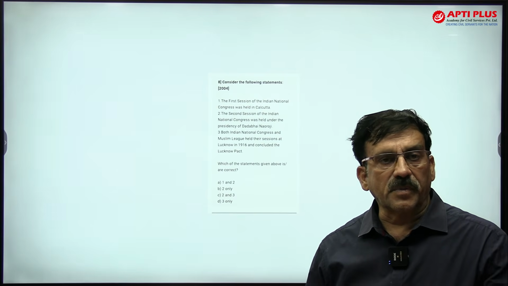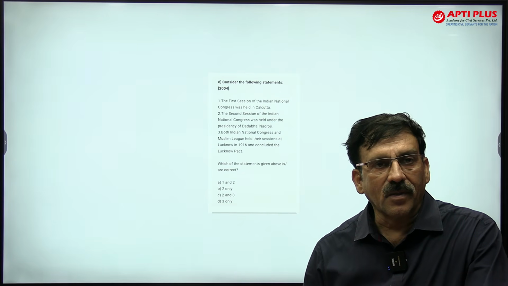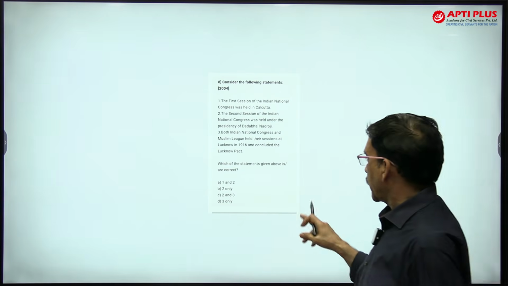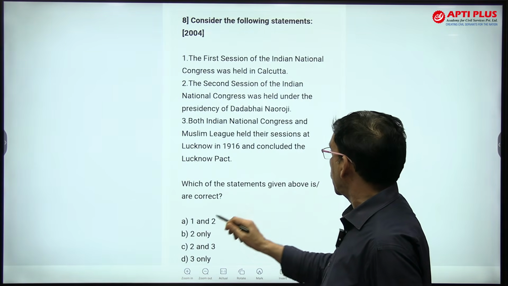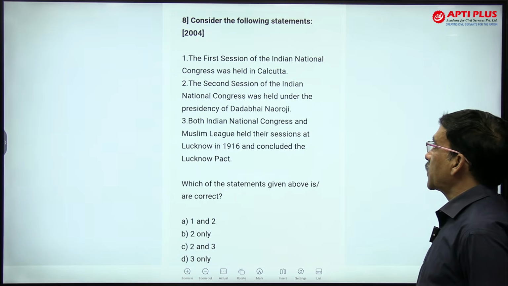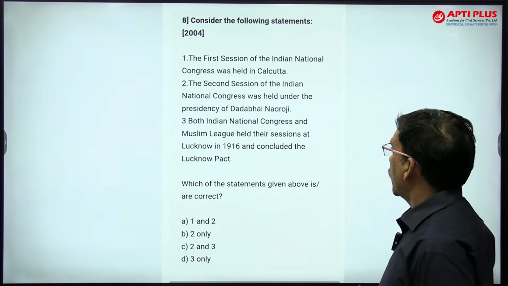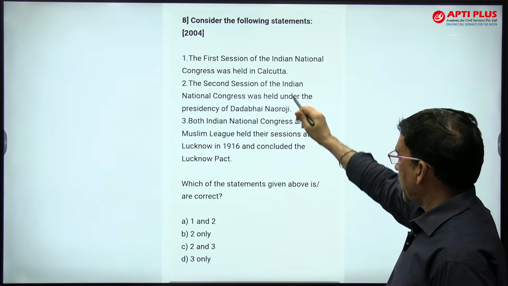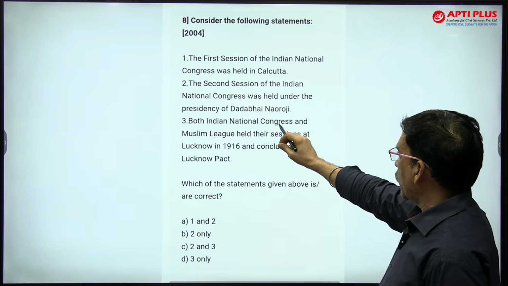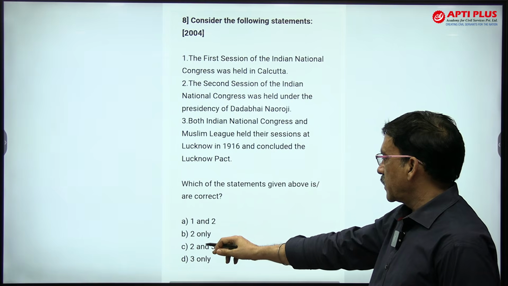Let's discuss some PYQs based on the same sessions which we have discussed just now. Let us see. So here the question is: the first session of Congress held in Kolkata, it is incorrect. As you know, it was held in Bombay. Second session of Congress was held at Naroji, it is correct. Both in Congress and League, it is also correct. Answer is C, that is 2 and 3.